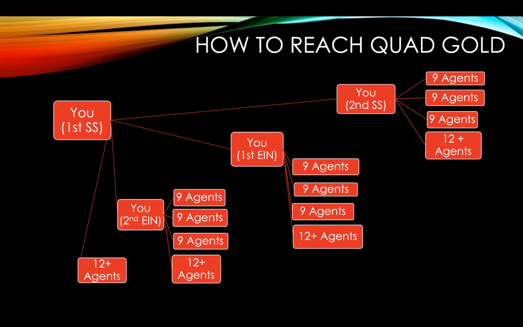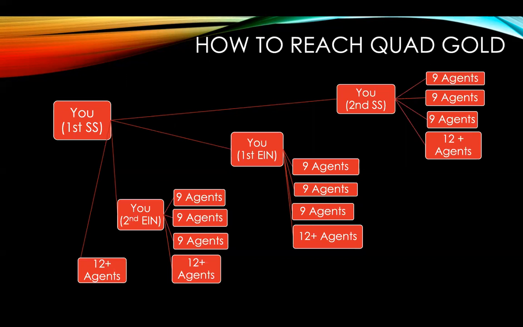At that point, you want to go to that second account, that second social that you created, and start building upon that. Again, you need 3 legs of Silver, so 3 legs at 9, and then your other 12 agents to give you a total of 15 different legs. That would be double Gold. Do the same thing with your first EIN, that would be triple Gold. Do the same thing with your second EIN, now you are Quad Gold. That is how people reach Quad Gold.